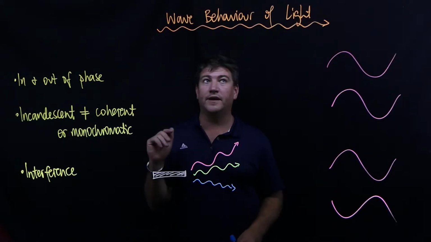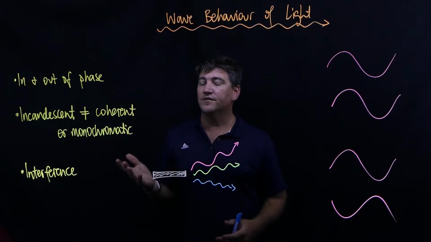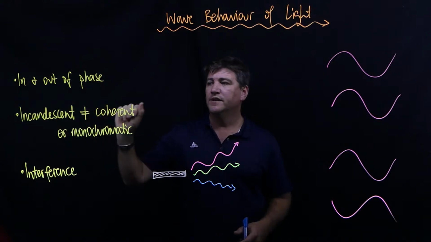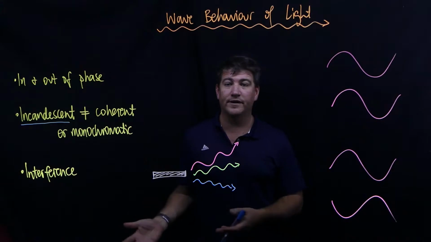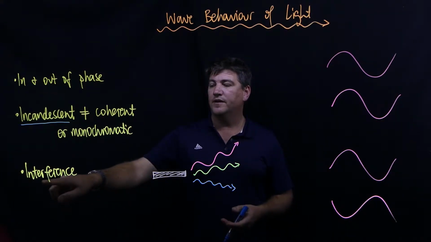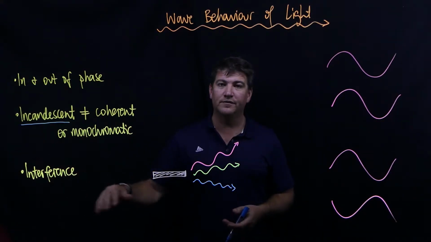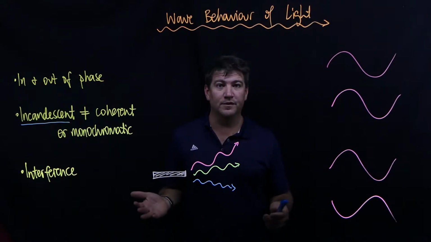Okay guys, in this one, still going on the wave behavior of light, we're going to start talking about waves that are in phase and out of phase, what incandescent light sources actually are and why they're not coherent or monochromatic, and then rehashing a little bit of interference of light using the principle of superposition.